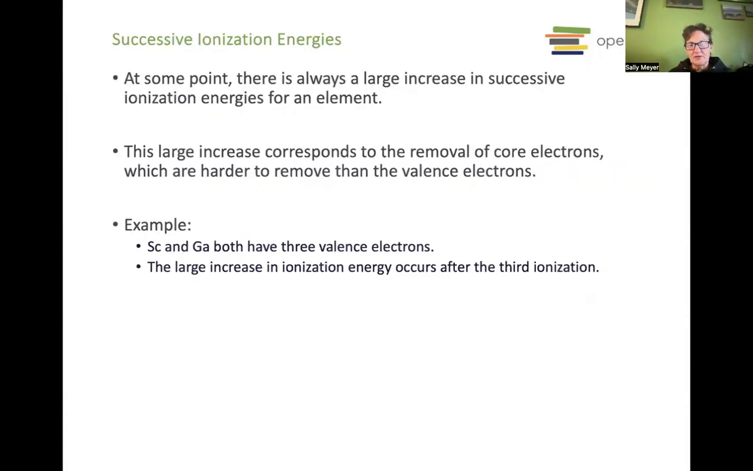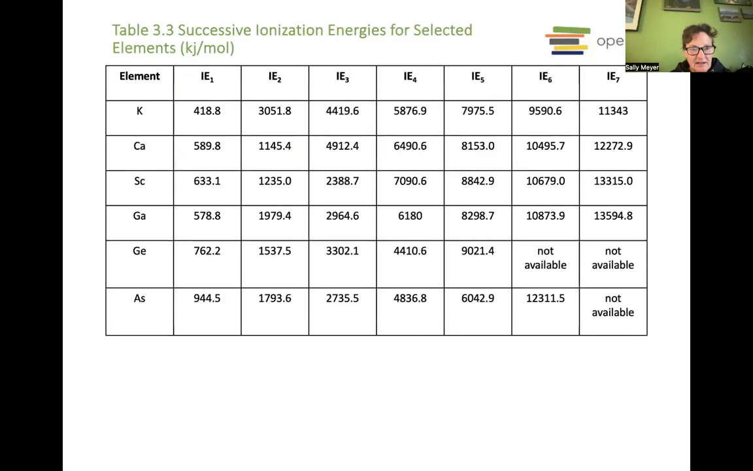So at some point, there's always a large increase in successive ionization energies for an element. So I talked about potassium. This large increase corresponds to the removal of core electrons, which are harder to remove than the valence electrons. So for example, if we look at scandium and gallium, they both have 3 valence electrons. The large increase in ionization energy occurs after the third ionization energy. So let's look at that.